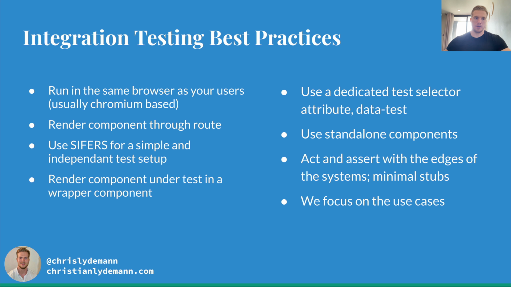So first of all, you want to run the same browser as your users, and in around 70% of the cases that's going to be Chromium based browsers like Chrome. You want to render a component through a route, and I'm going to call these steps in detail. You want to use something called ciphers for simple and independent test setup. You want to render a component on a test in a wrapper component. You want to use a dedicated test selector attribute like data-test. You want to use standalone components, and you want to act and assert with the edges of the system. So minimal stubs and maximum coverage of the test. And we focus on the use cases.